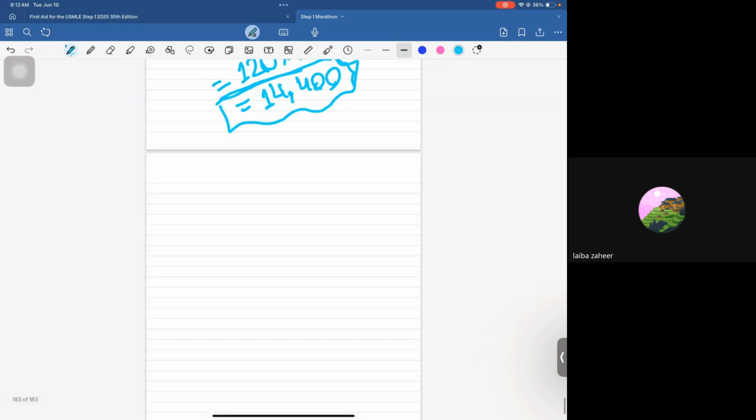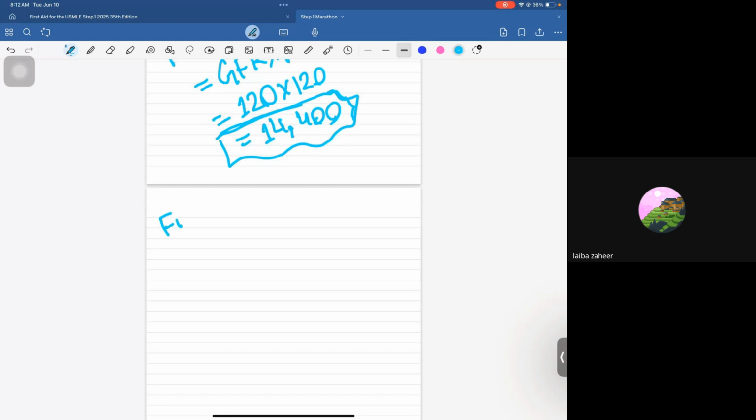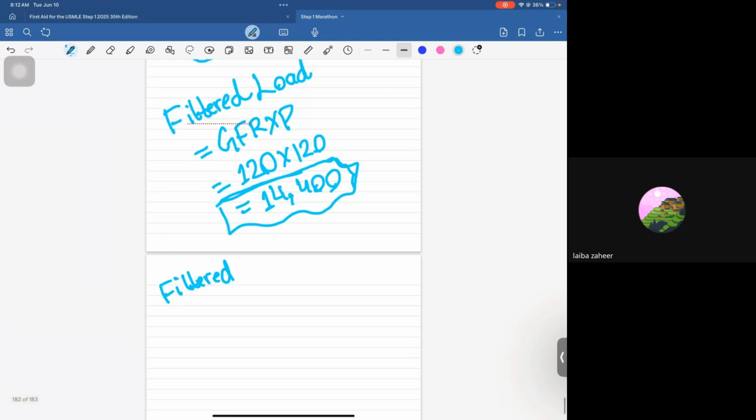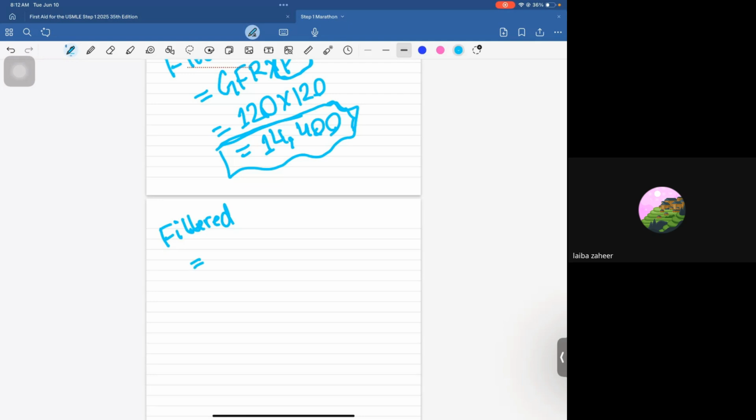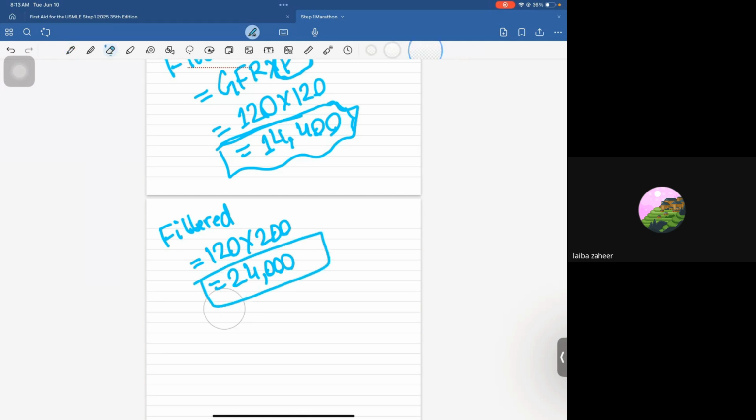Now, if we increase the filtered load, how can we do that? We can increase the GFR or we can increase the glucose levels. In order to go above 14,400, we can increase P, which is the level of glucose in the blood. Normally it is 120. Let's make it 200. If the GFR is 120 and the plasma concentration of glucose is 200, we get a filtered load of 24,000, and the nephron is not going to be able to handle this amount of filtered load.